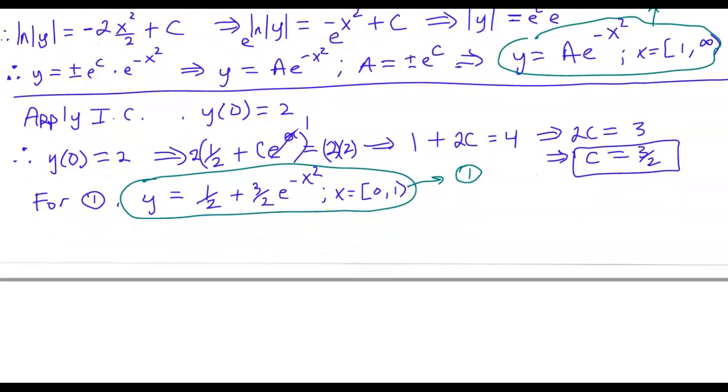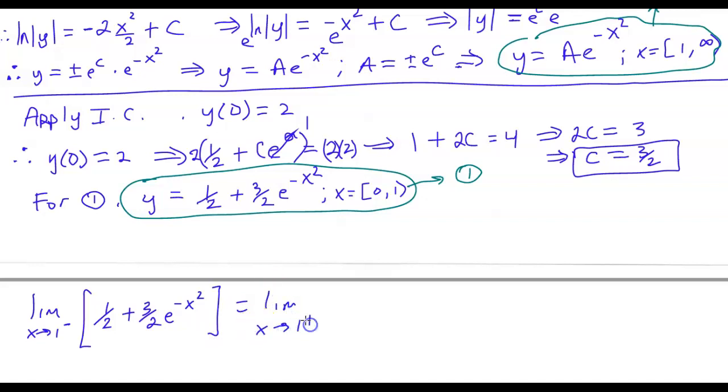So how would we do that? We would have to say that basically the limit as x approaches 1 from the left of this version of our piecewise solution, this will have to be equal to the limit as x approaches 1 from the right of our other version of our piecewise solution.